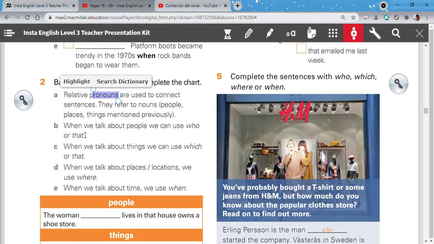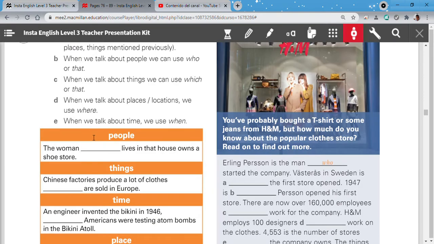Letter B. When we talk about people, we can use who or that. When we talk about people, we can use who or that. Let's continue. Letter C. When we talk about things, we can use which or that.